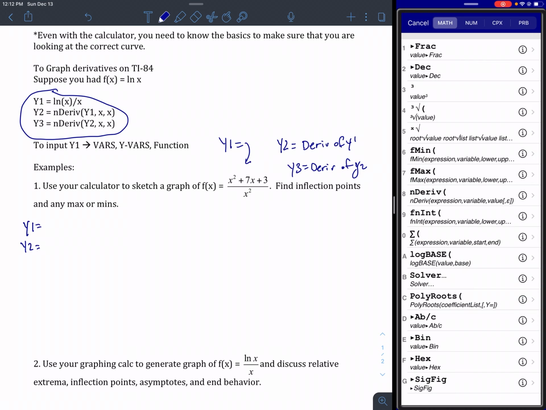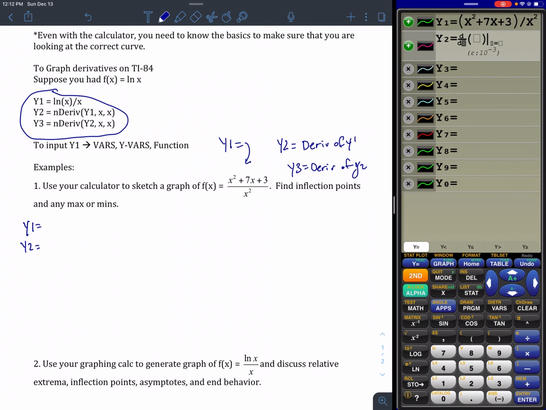You're going to scroll down to the one that says n derivative, and that's what I'm going to choose. Now if you have the newer software on your graphing calculators, it'll look like this. If you have the older software, I'll address that in a second. So what I want to do is put the derivative of y1. I want the derivative with respect to x, so I put the x in there, and then I want to put my y1 equation.